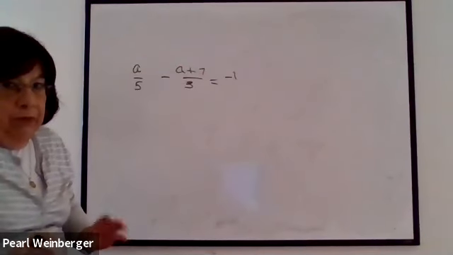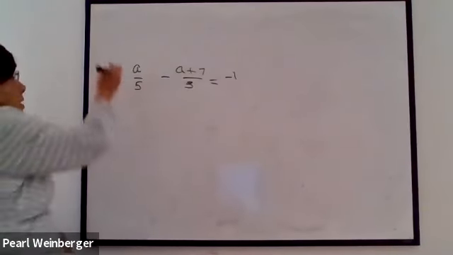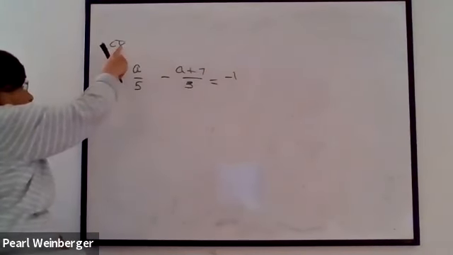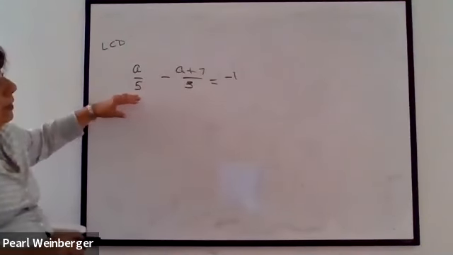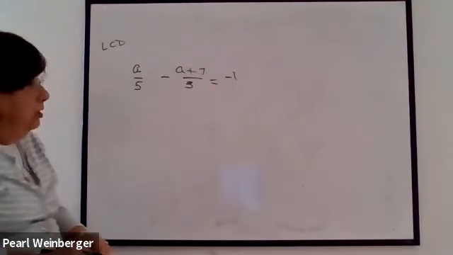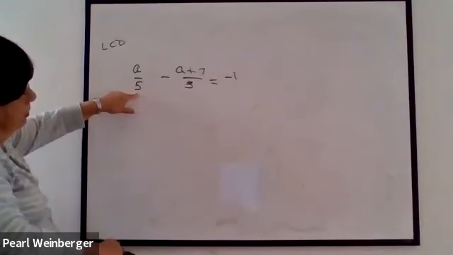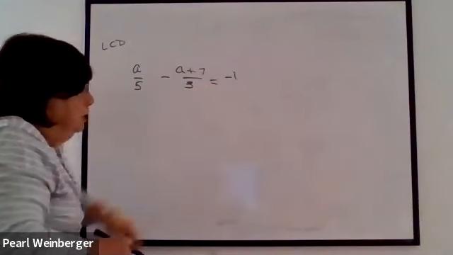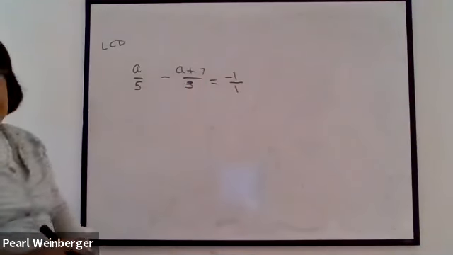Using the method that I'm going to be using, I have to find something called the LCD, lowest common denominator. So the first thing I do is look at all the denominators in my equation. Remember, the denominators are the numbers on the bottom. The denominator here is 5. The denominator here is 3. Where you have a number that's just a whole number, its denominator is 1.